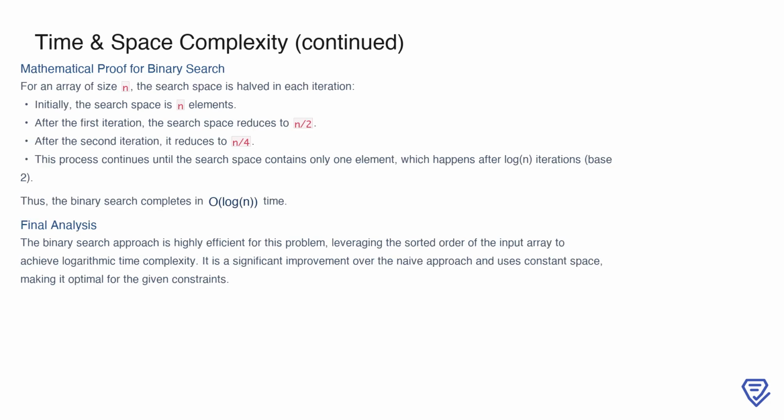The logarithmic behavior of binary search can be explained mathematically. Starting with an array of size n, the search space is halved in each iteration. After the first step, the search space becomes n/2, then n/4 after the second step, and so on, until only one element remains. This halving process follows a geometric progression and completes after log base 2 of n iterations. This mathematical property guarantees that the algorithm runs in O(log n) time, regardless of the input size.